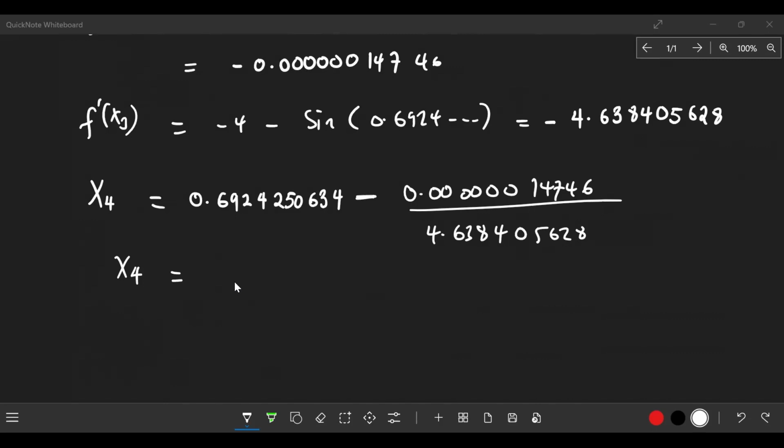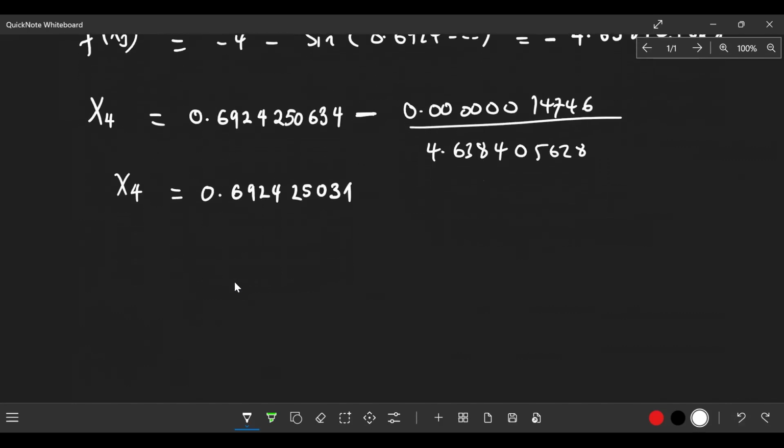0.692425031. So you see, there is a convergence, right? Look at this, the values are not very much different, the previous and the present one. You see? They're not very much different.